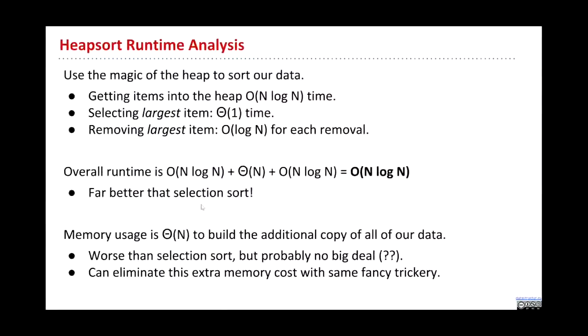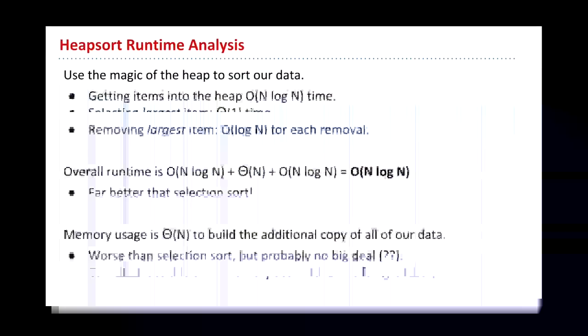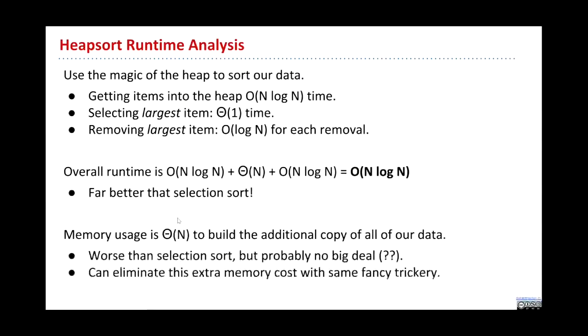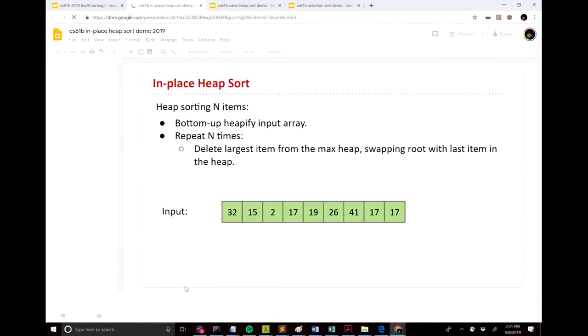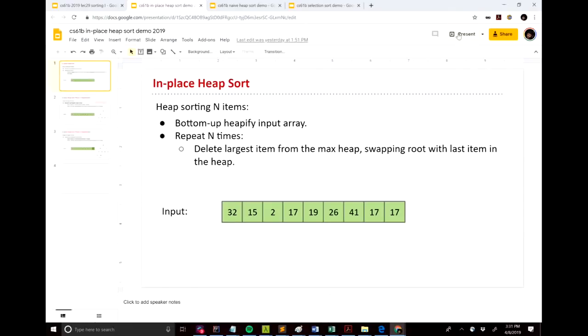Now, how do we avoid this theta n in memory? What if I don't want to make a heap and then insert stuff into it and then take stuff out and put in yet a third array? Well, there is a version of this algorithm that is known as in-place heap sort, where you just use your original array and you use no additional space. Okay. How do you do that?